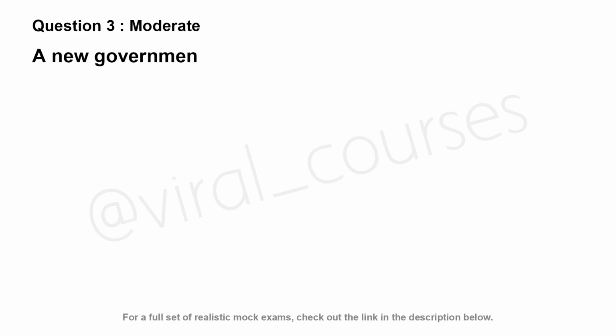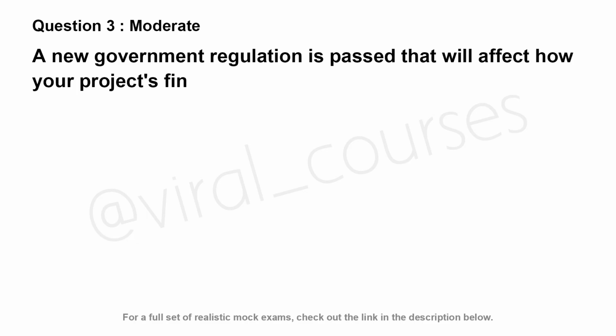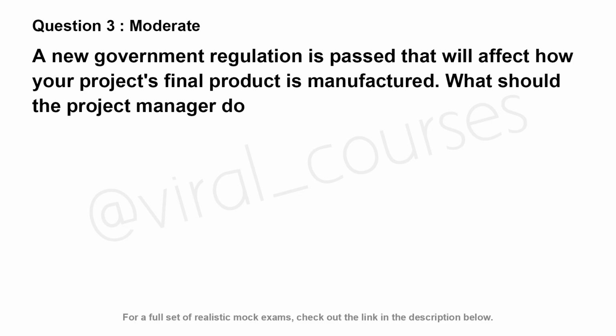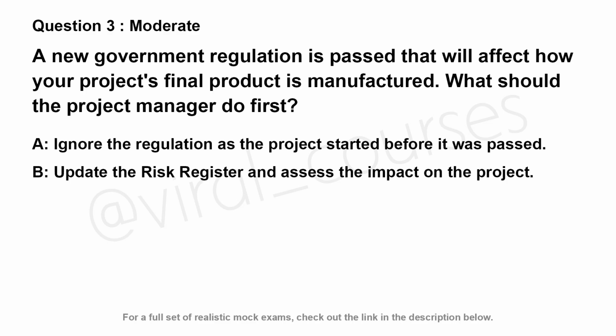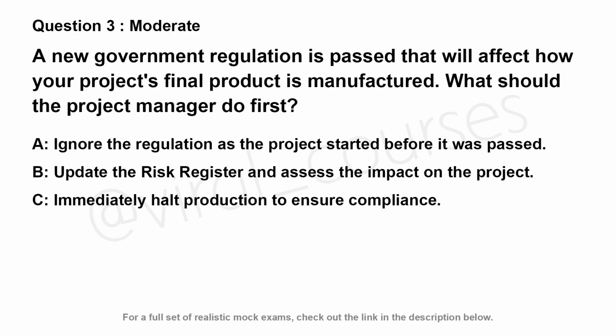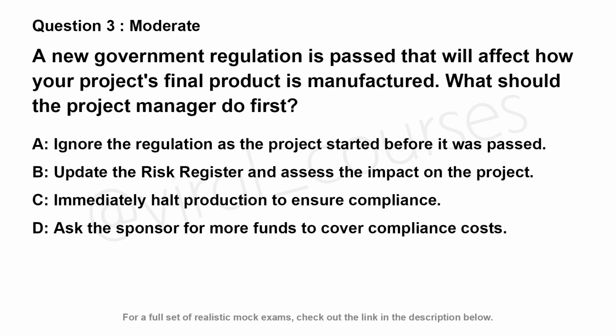A new government regulation is passed that will affect how your project's final product is manufactured. What should the project manager do first? Option A. Ignore the regulation as the project started before it was passed. Option B. Update the risk register and assess the impact on the project. Option C. Immediately halt production to ensure compliance. Option D. Ask the sponsor for more funds to cover compliance costs.